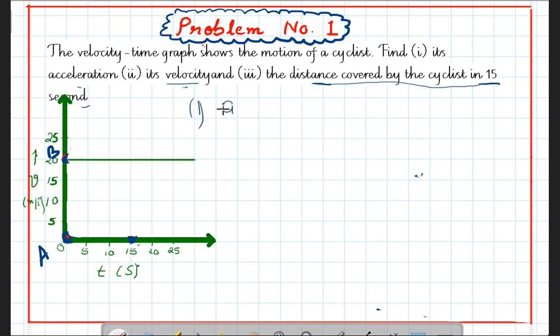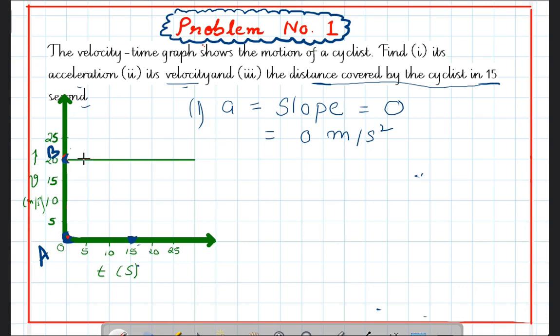So first we are going to find acceleration. Now we know acceleration we can calculate with the help of slope of a graph. And in this graph, you can see there is no slope. So that means my slope is 0 since the line is parallel to time axis. And if slope is 0, it means my acceleration is also 0. So it means my acceleration is 0 meter per second square.